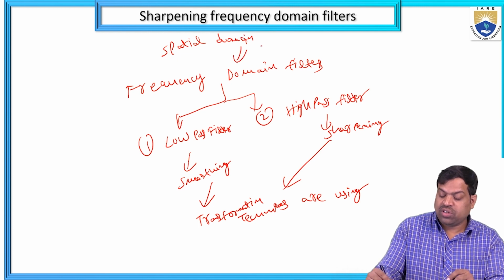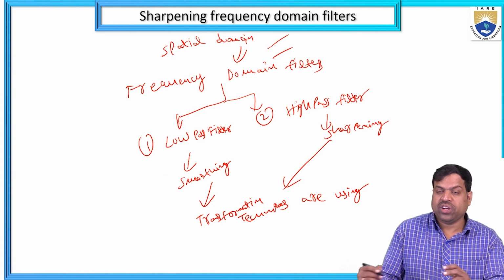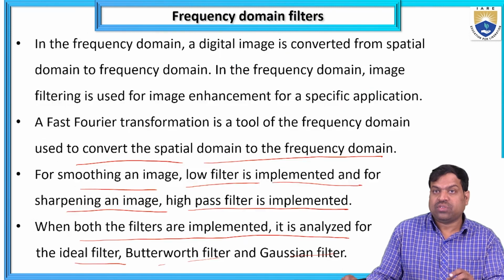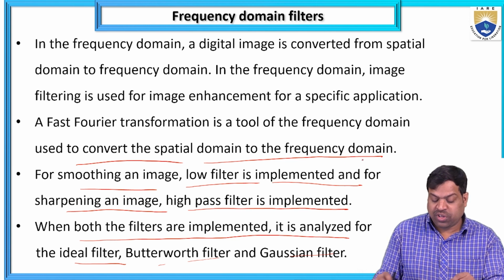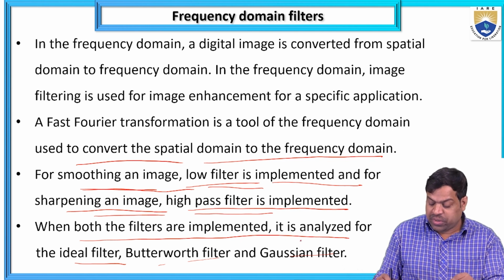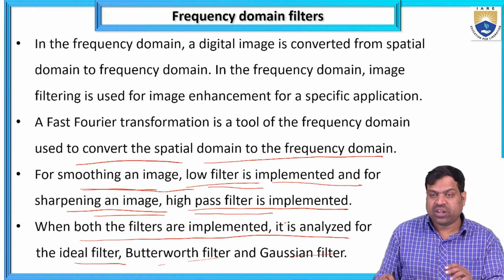The spatial domain is converted into the frequency domain, then into two forms: low pass filtering and high pass filtering, meaning smoothing and sharpening. In frequency domain filtering, we have to convert the spatial domain into the frequency domain. Smoothing is the low pass filter and sharpening is the high pass filter. Both filters are implemented when analyzing the ideal filter, Butterworth filter, and Gaussian filters.